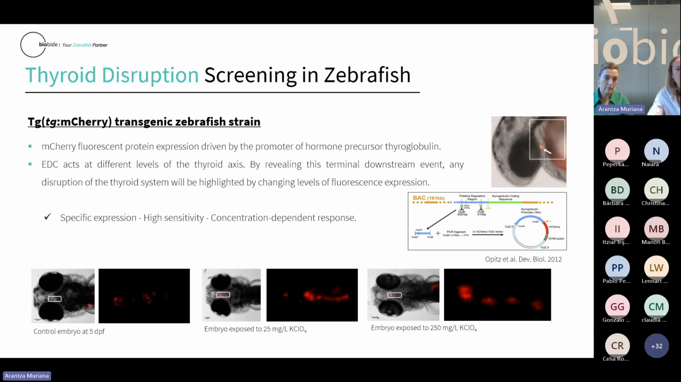Here you can see different pictures of the brain of 3 different larvae exposed to the control vehicle in this case, and in these 2 cases exposed to potassium perchlorate at different doses. So you can see from the dorsal view how the thyroid is observed, and the expression of the fluorescence reporter.